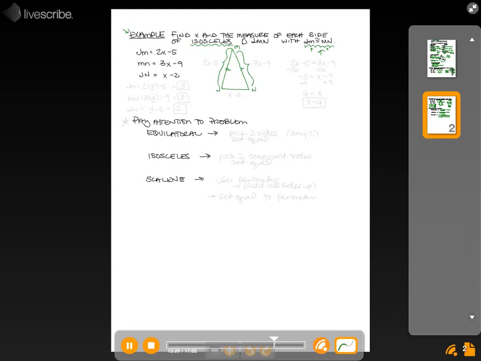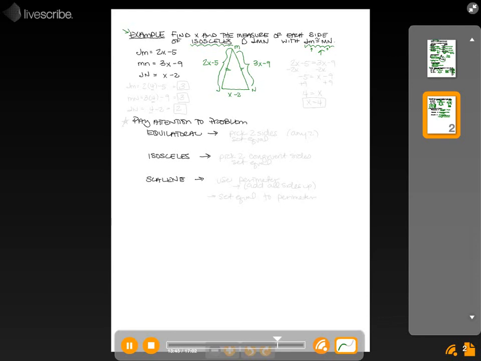Now that we have a picture, we're going to go ahead and label it. JM is 2x minus 5, MN is 3x minus 9, and JN is x minus 2. Okay? Now, when we give each side, remember, two of them should be the same, and the third side should be something different. We don't know if it's larger or smaller, we just know it's got to be something different.